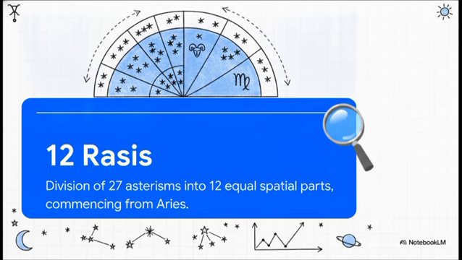How do we compress that grand 27-part zodiac? Well, the area of those 27 asterisms is mapped down into exactly 12 equal spatial sectors. We call these 12 sectors rashis, or signs. And this entire sequence always, without fail, kicks off from the sign of Aries.